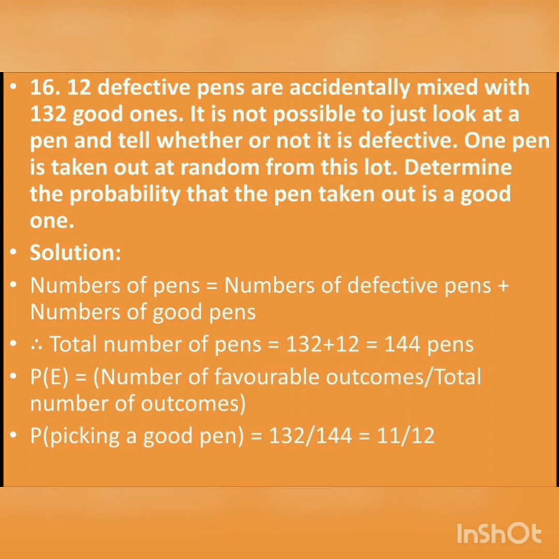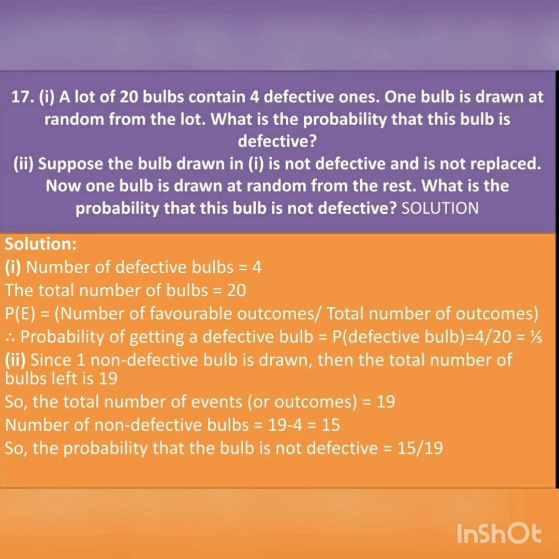Next is question number 17. There are 20 bulbs out of which 4 are defective. So how many are good ones? 16, since 20 minus 4 are not defective. What is the probability that a bulb taken out is defective? We have 4 defective bulbs, so its probability will be 4 by 20.